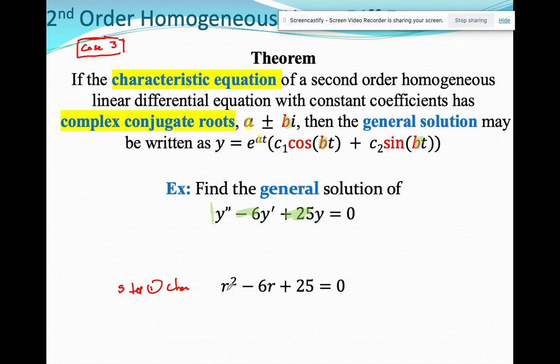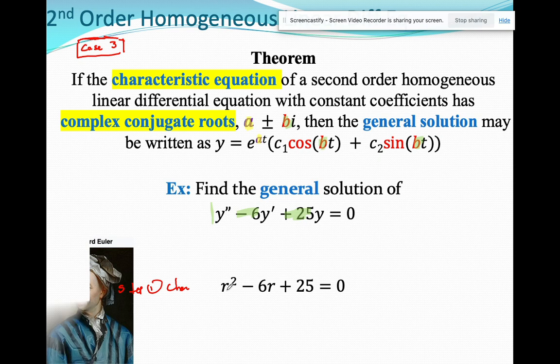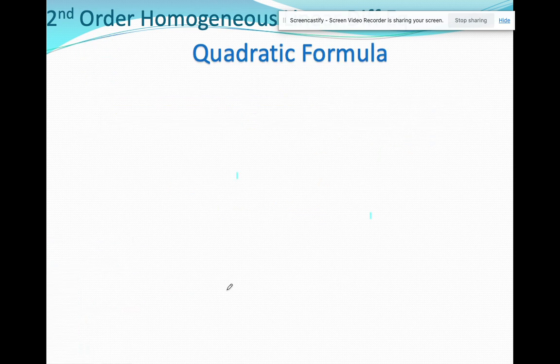So what was my step 2? If I can't factor, Euler came up with how this works. Leonard. I'm going to show you some steps that you're not going to have to do all of. I went to the quadratic formula, with my a, b, and c. I got 3 plus or minus 4i, so a is 3 and b is 4.